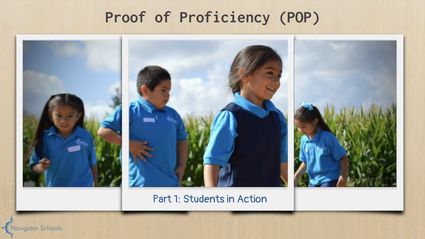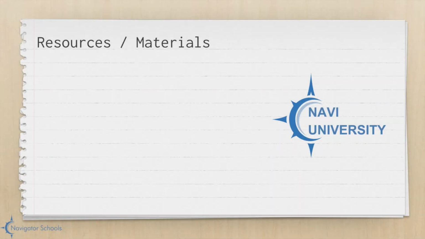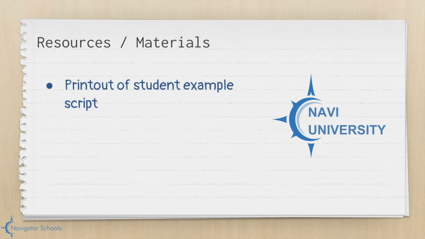This is Proof of Proficiency, or POP, Part 1, Students in Action. You will need the following materials before you get started: a printout of the student example script and a blank rubric.